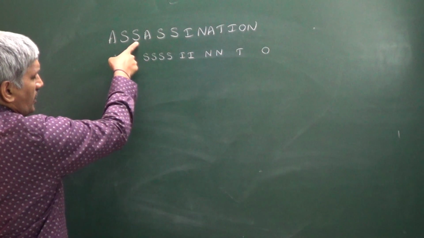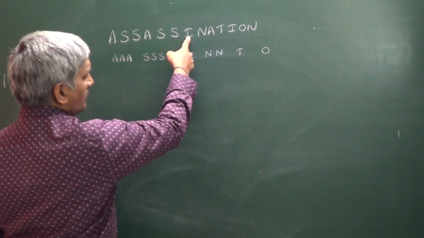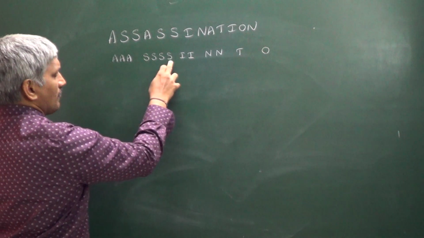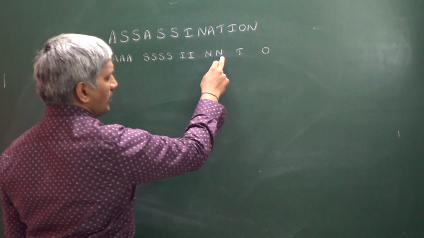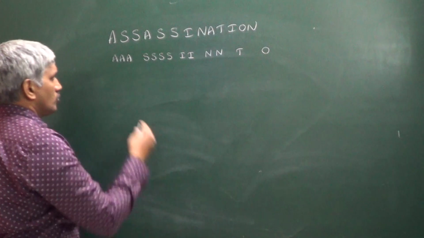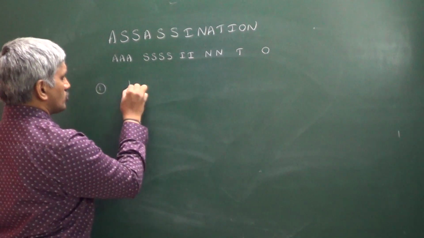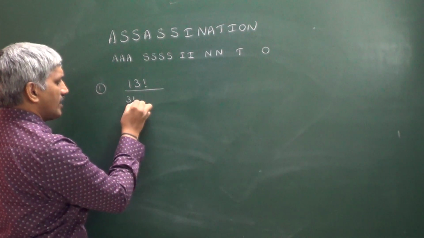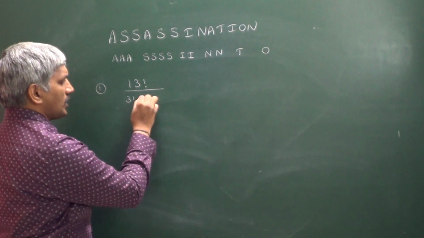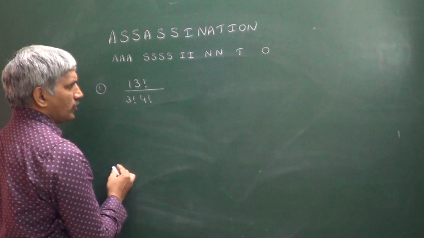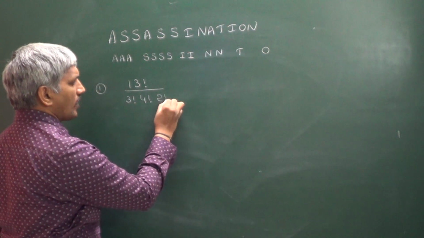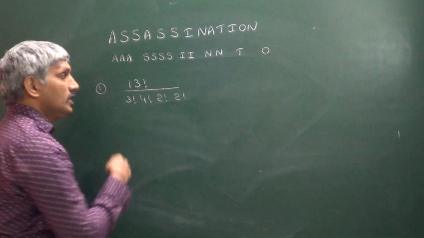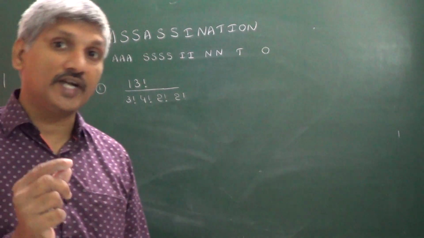Total 1, 2, 3, 4, 5, 6, 7, 8, 9, 10, 11, 12, 13. Here also 7 plus 2, 9 plus 2, 11 plus 2, 13. So the number of different words is 13 factorial divided by 3 factorial, since A is there 3 times, 4 factorial since S is there 4 times, 2 factorial since I is there 2 times, and 2 factorial since N is there 2 times. That is the answer for the number of different words.